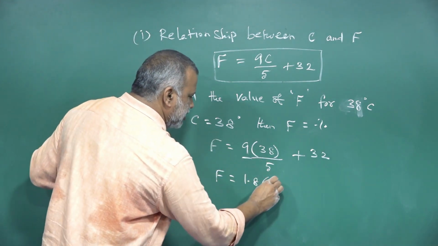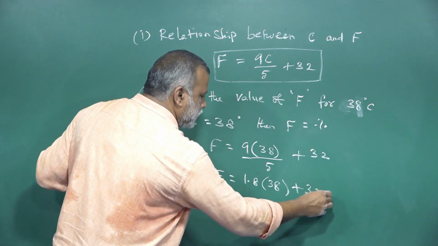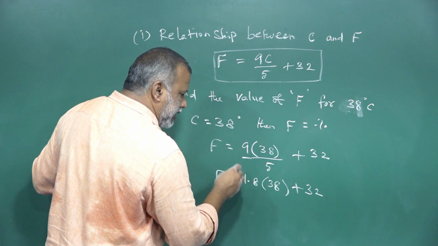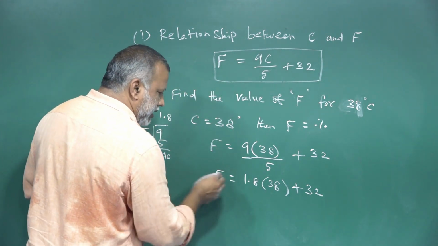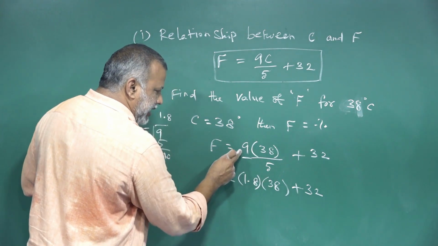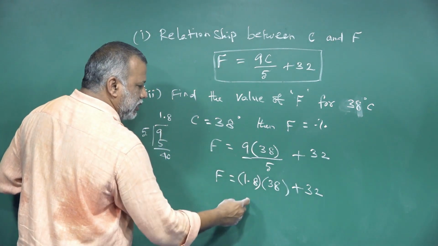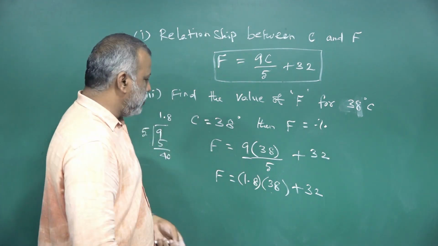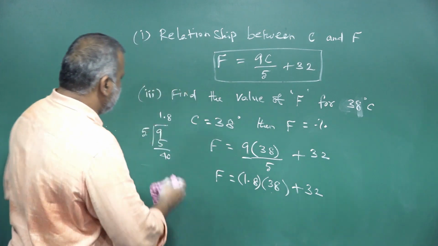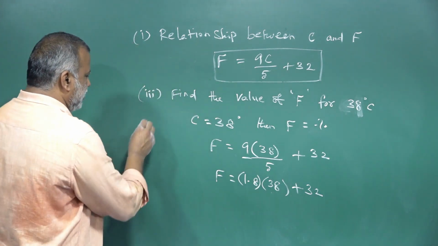1.8, again multiplication with 38, then plus 32. So this 38 is multiplication with 1.8. How we are getting this 1.8? That means 9 is divided by 5, we can get 1.8. We need to multiply this one. 1.8 is multiplication with 38, then plus 32. So now this 1.8 is multiplication with 38.